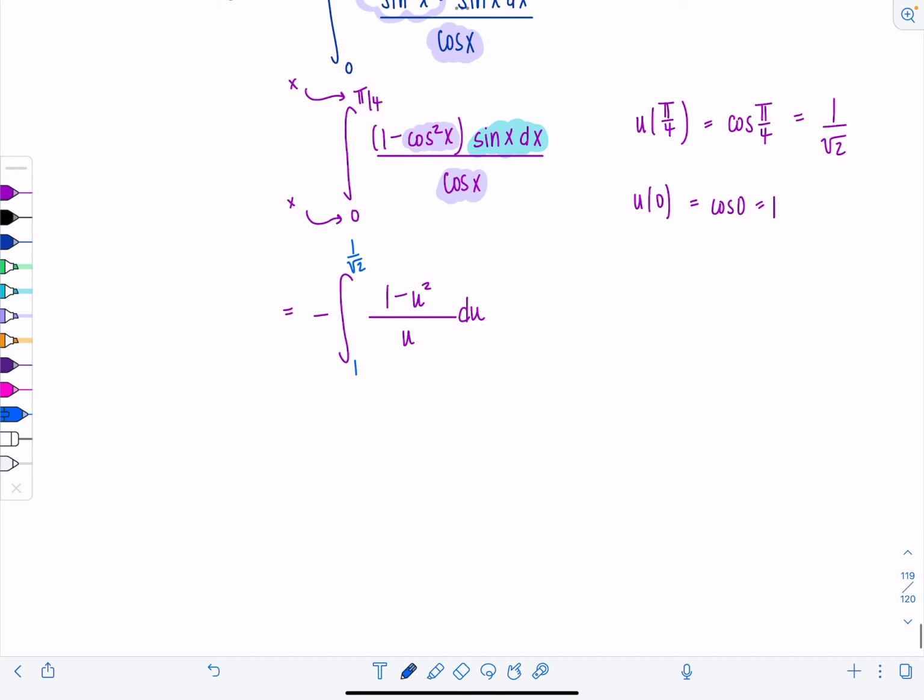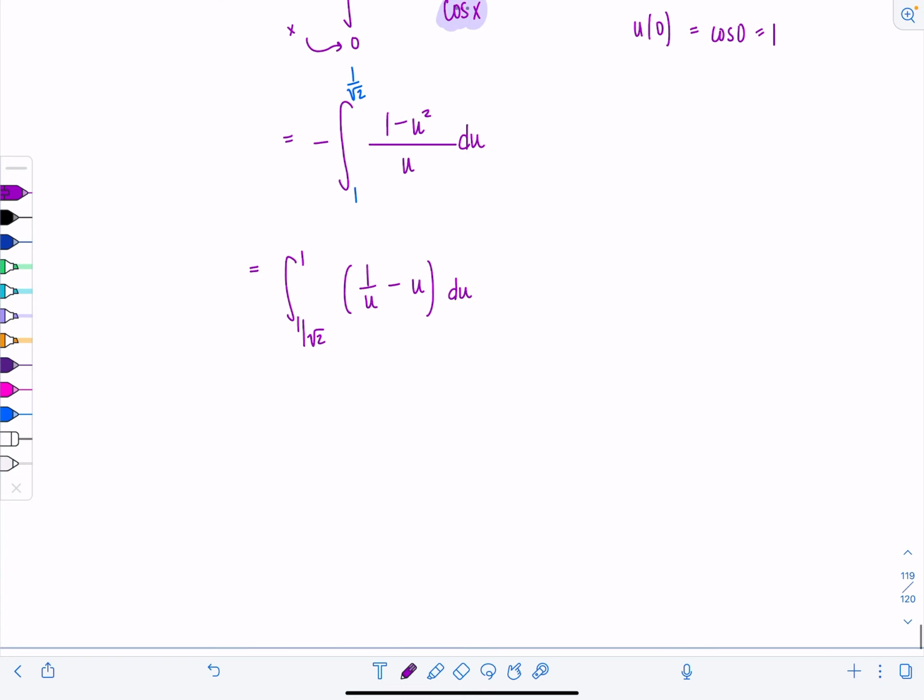Okay, immediately I want to flip the limits of integration and get rid of the negative. So now I have 1 over rad 2 to 1. And then how would you tackle this integrand? Since the denominator is a monomial, you can just write it under each of the terms in the numerator separately. This is 1 over u minus u squared over u, which is just u. And now you should be able to integrate this, no big deal, yeah?